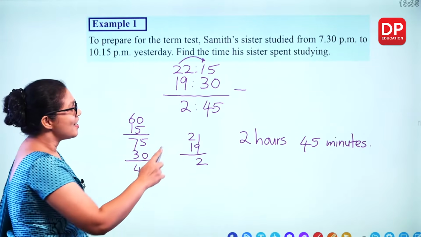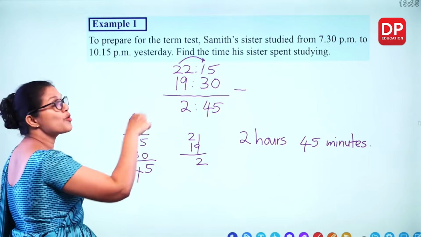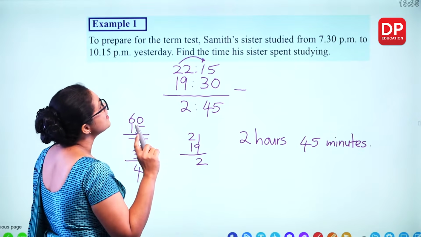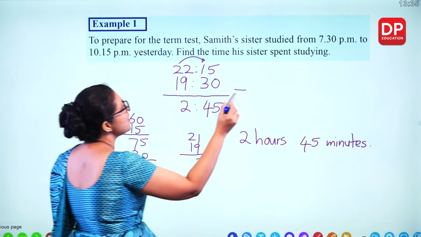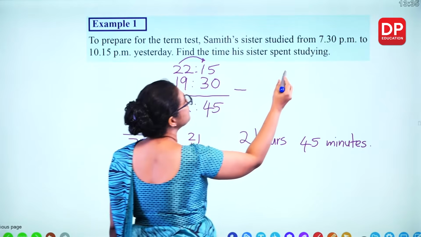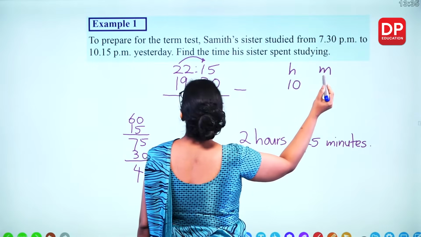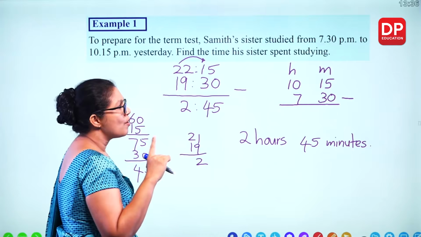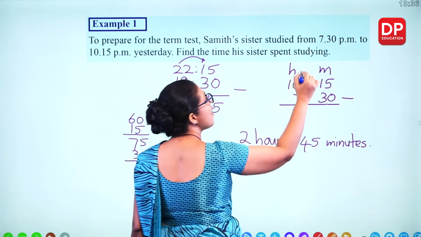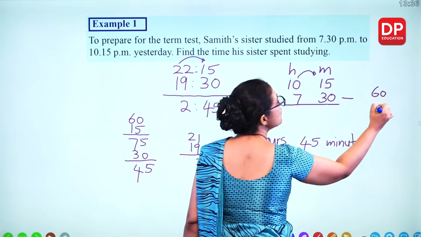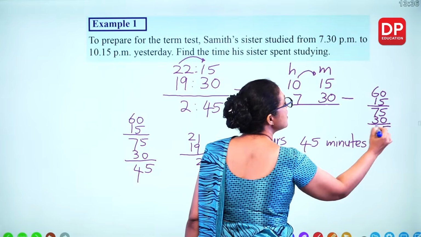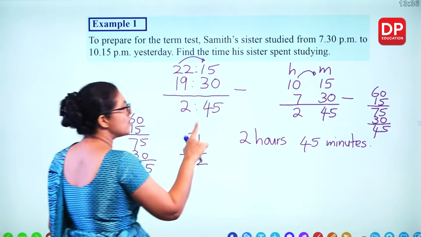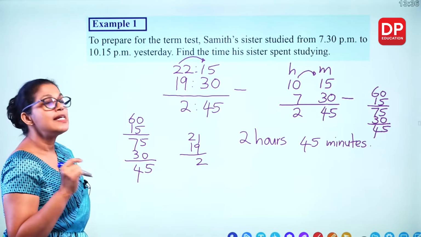We are doing this again. Here's another method. We converted to the 24-hour clock, but we can do it with the 12-hour clock as well. So how do we do it with the 12-hour clock? 7:30 p.m. and here 10:15 p.m. We write hours and minutes: 10:15 and 7:30. When subtracting, you can't subtract 30 from 15, so you take 1 hour. 1 hour means taking 60. 60 plus 15 is 75, minus 30, you get 45 here. Then this becomes 9. 9 minus 7, you get 2. So with the 24-hour clock or the 12-hour clock, you can find the elapsed time.